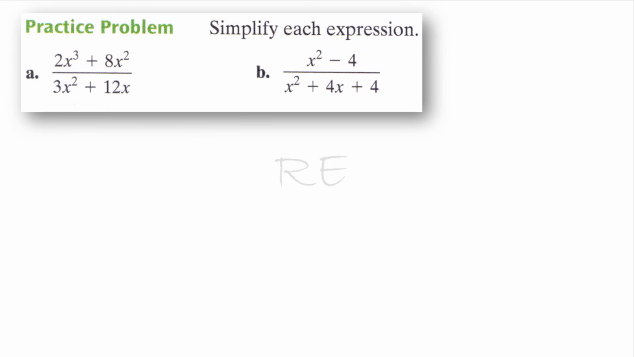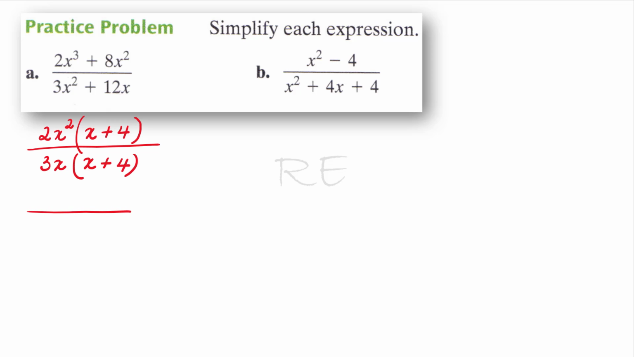The GCF between 2 and 8 is 2. Between x cubed and x squared is x squared. We factor out 2x squared, we are left with x plus 4. The GCF between 3 and 12 is 3. X squared and x is just x. And we factor out 3x, we are left with x plus 4.